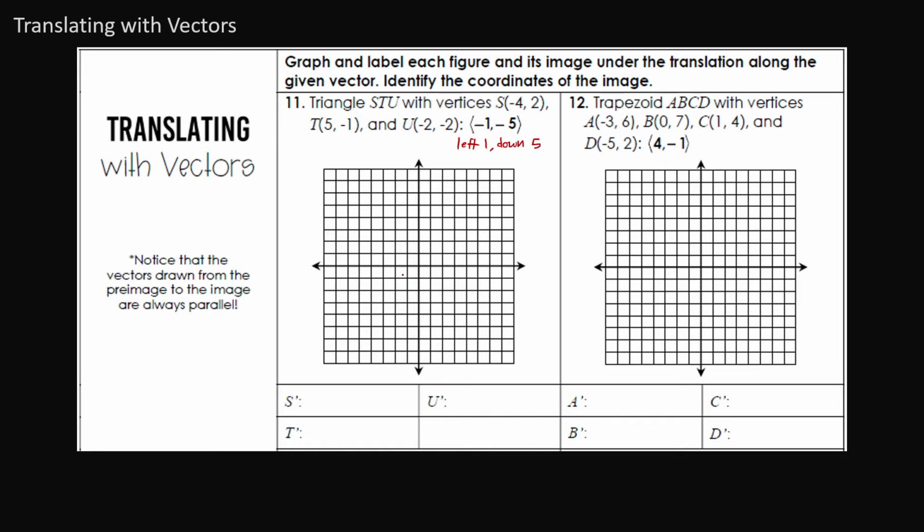So let's plot my vertices of triangle STU. So S is at -4, +2. T is at 5, -1. 1, 2, 3, 4, 5, and down 1. And coordinate U is at -2, -2. Okay, triangle STU.